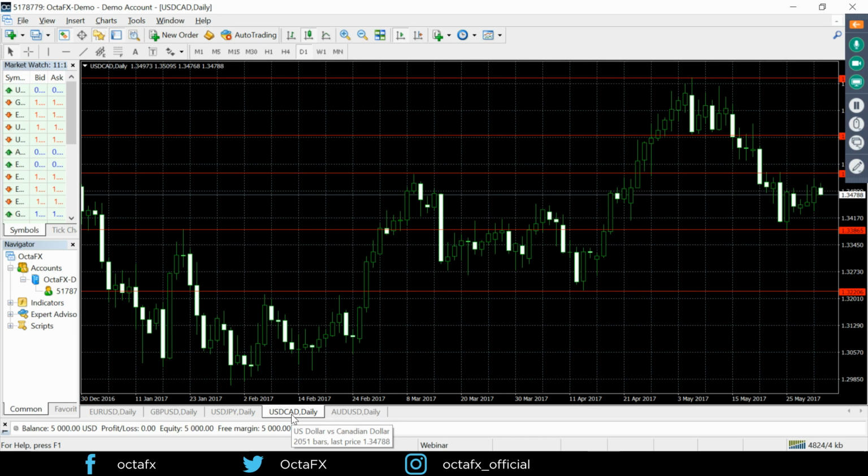Chinese Caixin PMI, it dropped to 49.6. Now, what does this number mean? It's under 50. 50 is the borderline, the threshold between expansion and contraction. So this is a big worry of China slowing down, not only for Australia, but for the whole world. And that's why we're seeing the Australian dollar weaker.